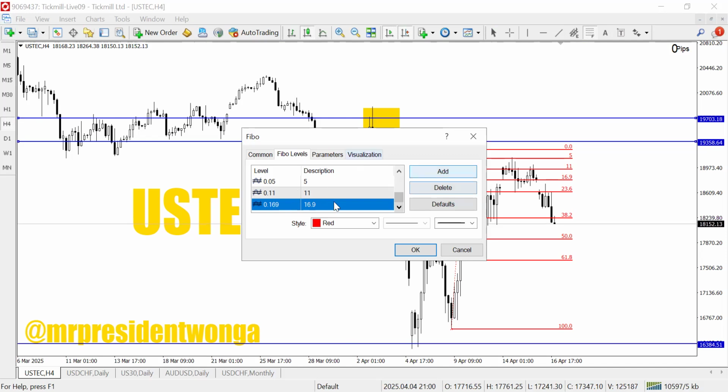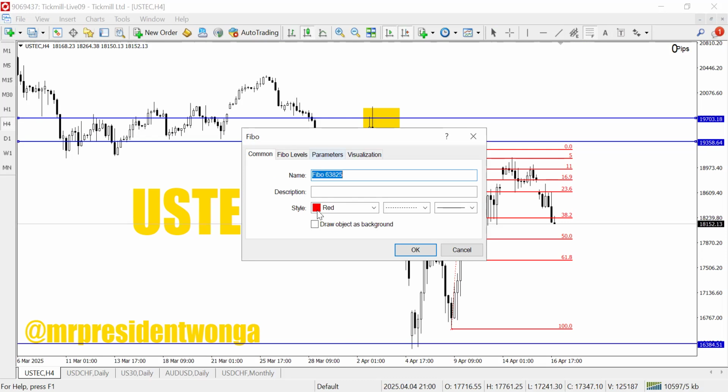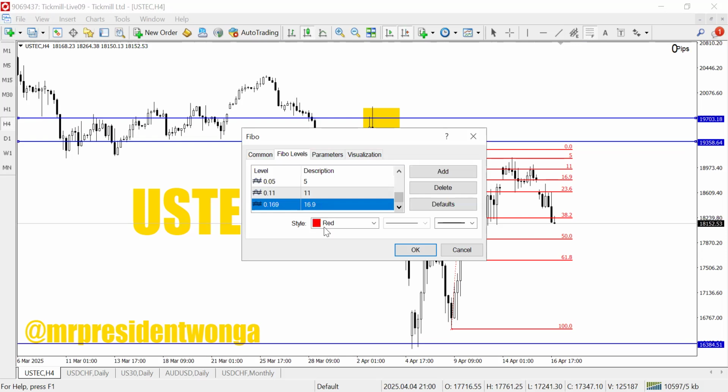And then the common factors, obviously, you can choose that you want it to be red, you want a certain type of line for the Fibo level. So these are just additional tools, okay?